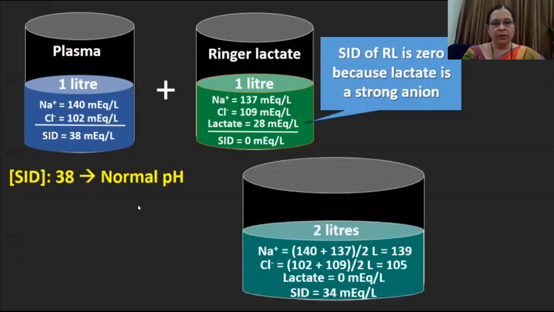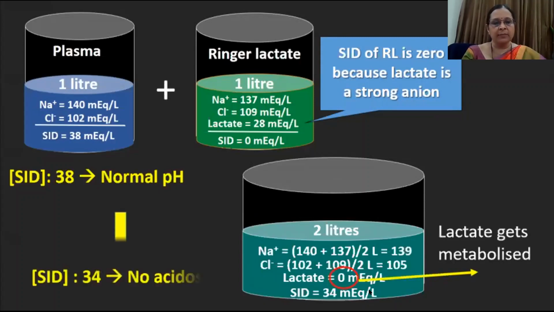We have mixed them up now. We get 2 liters of Ringer lactate and plasma together. Sodium: 140 plus 137 divided by 2, 139 millimoles per liter. Chloride: 102 plus 109 divided by 2 is 105 millimoles per liter. Lactate gets metabolized in the body, so it doesn't stay there anymore and doesn't come into your calculation at all. It gets converted to bicarbonate and eliminated. So the SID of Ringer lactate, once it's given into the body, is going to be 34 millimoles per liter. Because lactate gets metabolized, the SID changes only from 38 to 34, and so there is no acidosis. That's why you can use Ringer lactate as a resuscitative fluid.